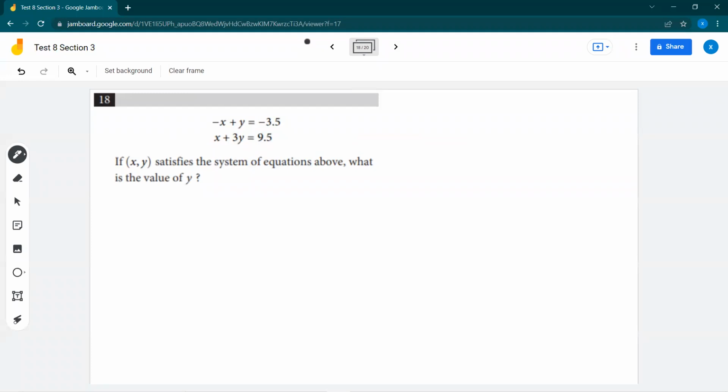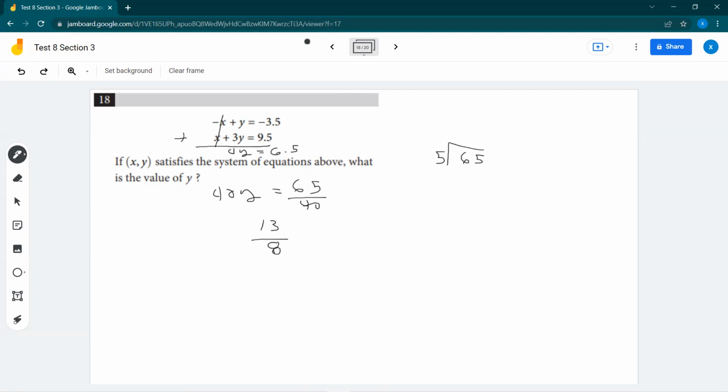Okay. If some ordered pair satisfies the system of equations above, what is the value of y? Well, we can add these together and we can find y. This is a simple one. We add them, the x's cancel. We get 4y equals 6.5. That means 40y equals 65. We just do 65 divided by 40. 65 divided by 5 is 13, so we get 13 over 8.